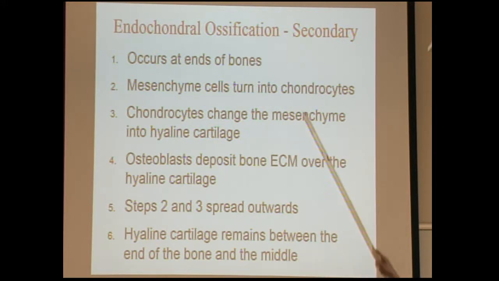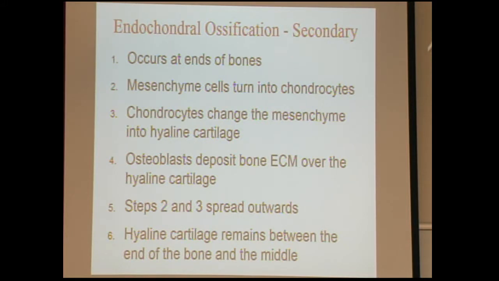All right, so this happens at the ends. Very similar to what was happening in the middle of the bone. So mesenchyme turned into chondrocytes. They make hyaline cartilage. Osteoblasts deposit bone ECM. So if you notice, this is all the same as the middle of the bone. Steps 2 and 3 keep going until you reach the edge. And that cartilage remains between the end of the bone and the middle.